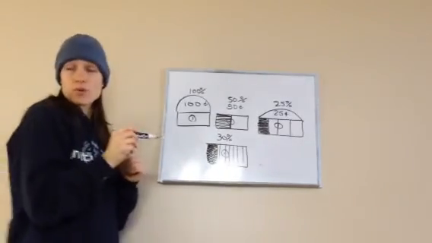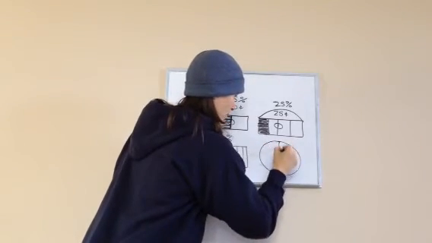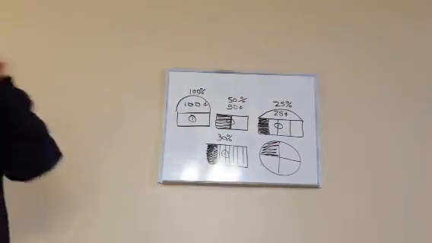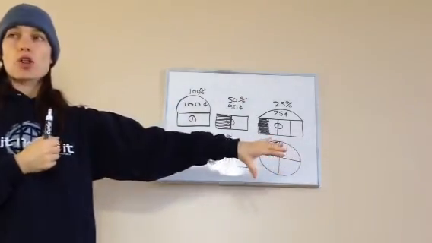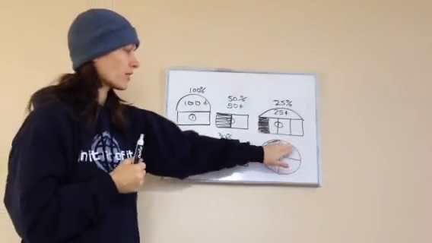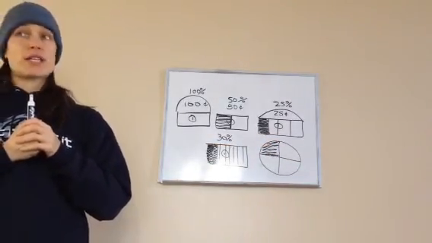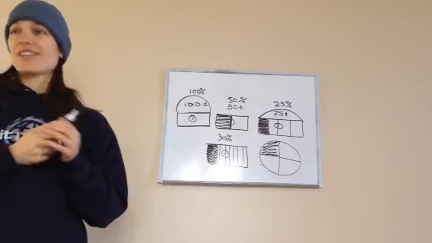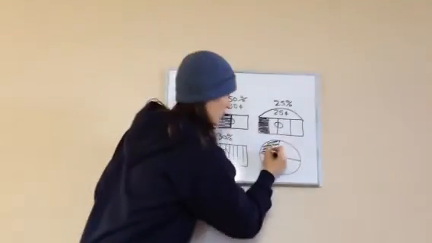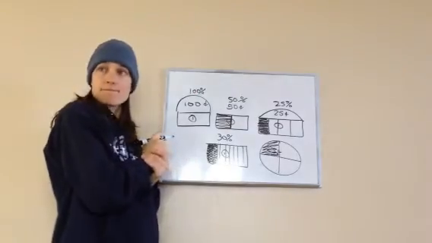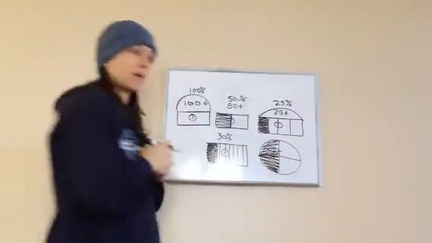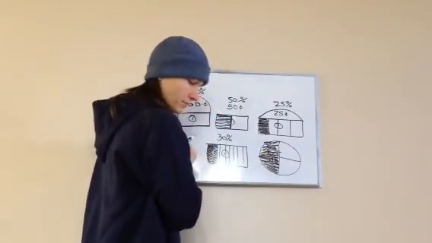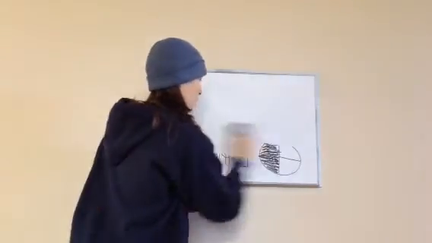Mm-hmm. Let's work with a circle. I broke it up into 4. You may have to go back into your head and think, what would that be like in dollar form? I have it broken up into 4 sections, which is what percent if I filled in one of them? 25. Very good. So this is 25%. And if I filled in 2 of them, how much percent would it be? 50%. Very good.